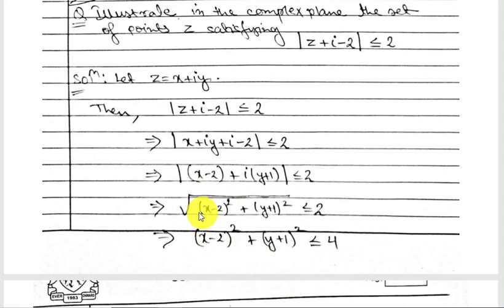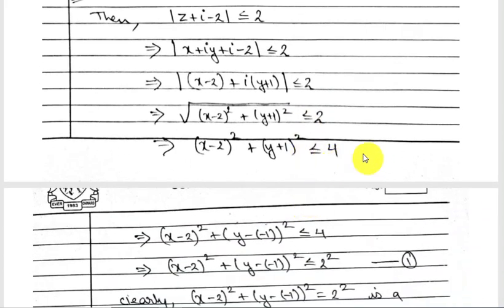Again, you know the modulus is positive, so when you are squaring, the inequality remains intact. It is not going to change its direction. So we get this. Now you see that (x minus 2) whole square plus (y plus 1) whole square is less than or equal to 4. In the next step I can write (x minus 2) whole square plus (y plus 1) whole square less than or equal to 2 square. Why? Because I can see that this is nothing but the equation of a circle.